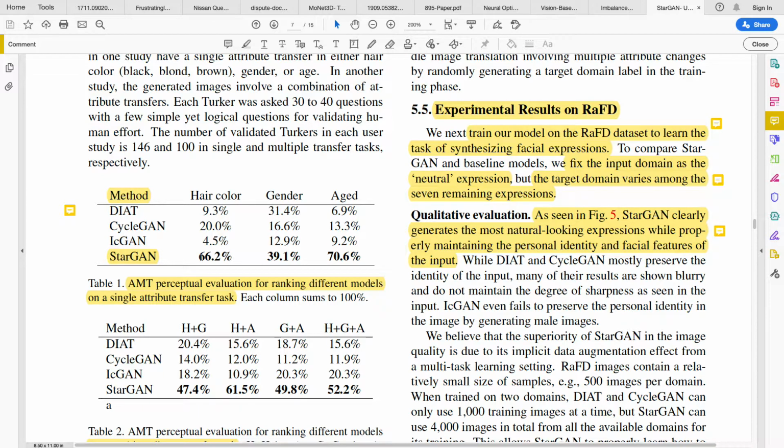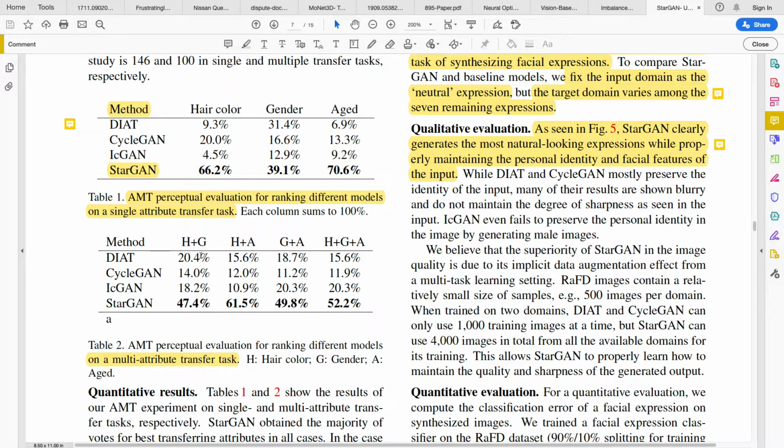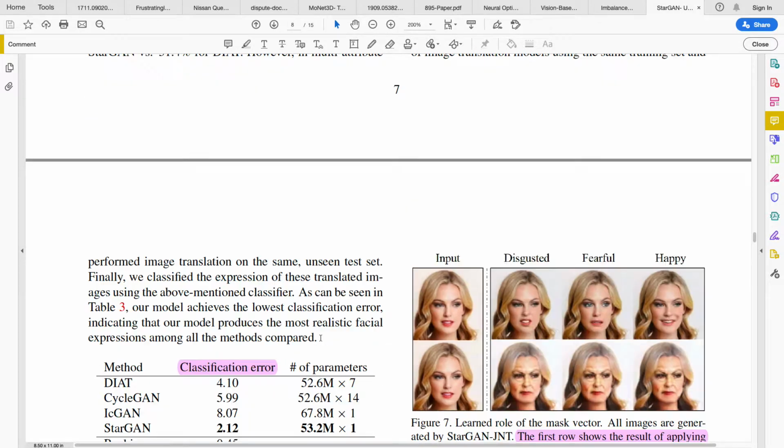And they discovered that this scores 66% when they post the question on hair color. This scores 39%, and this scores 70%. So just to show that their method is doing better, even for anonymous evaluation. People that don't know the intention of the questions were able to always pick the output of StarGAN as the correct answer. They did the same thing for multi-attributes, and they see that StarGAN actually performed well.